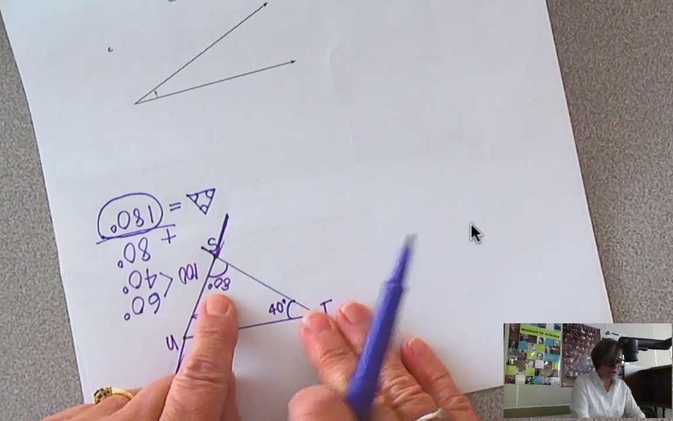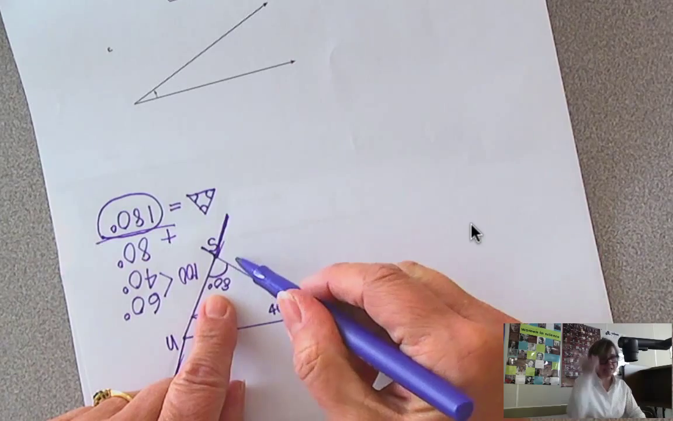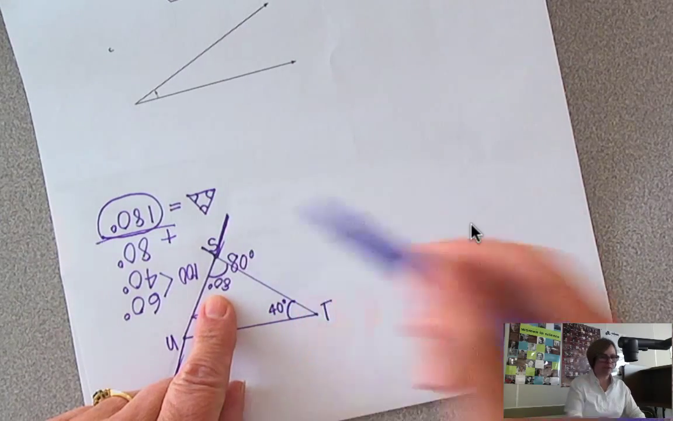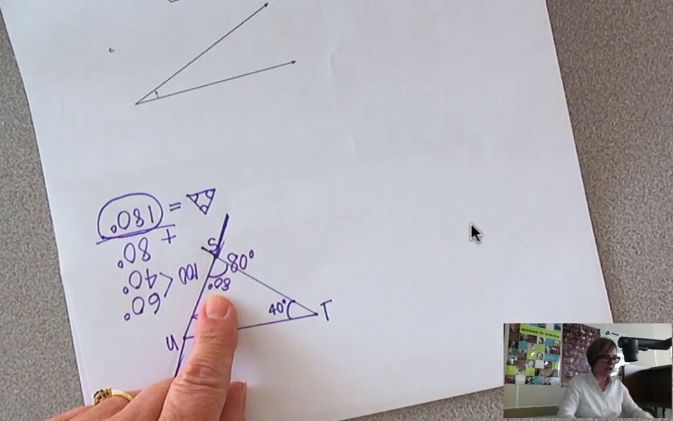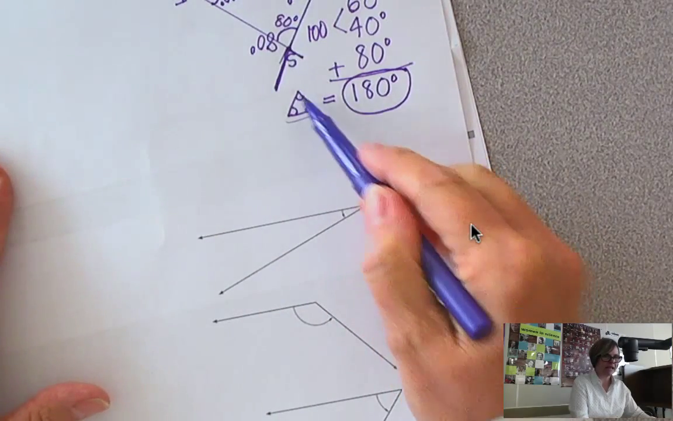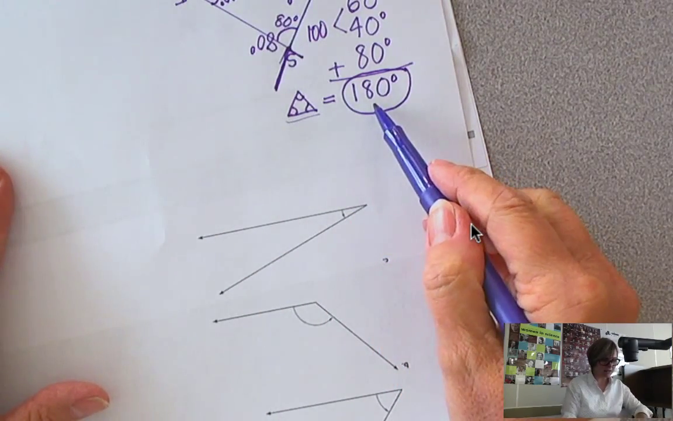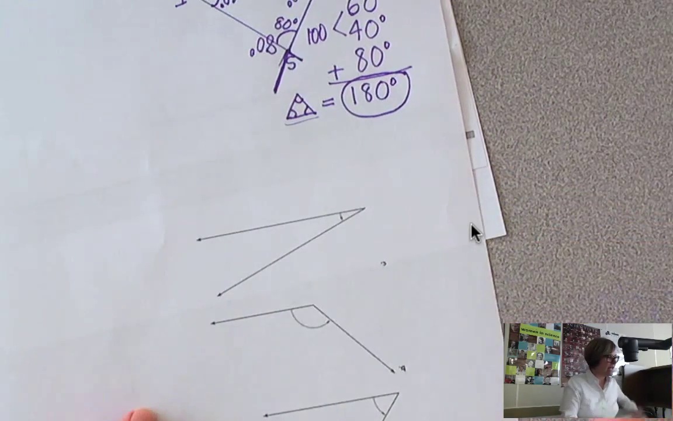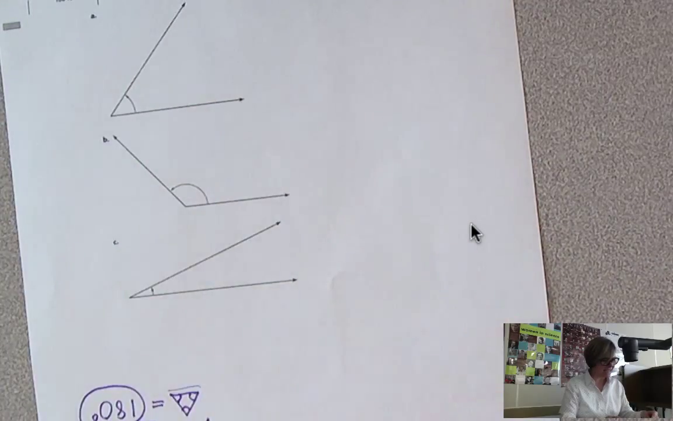I would know that this one is 80 degrees without even measuring, because I know that all the angles in a triangle measure up to 180. Okay? All right, awesome. Now, let's go ahead and learn how to use this handy-dandy tool called an angle ruler.